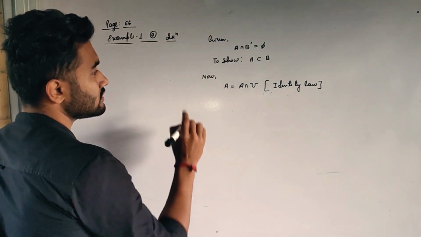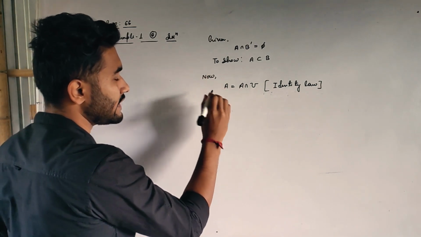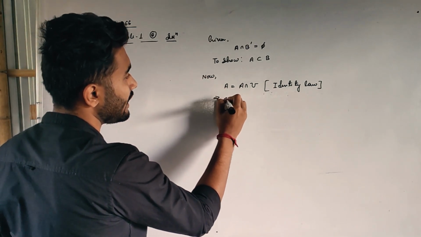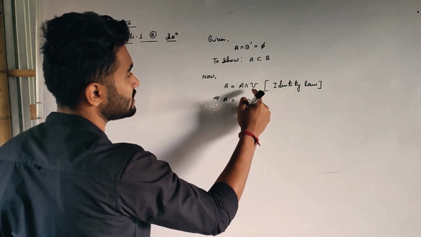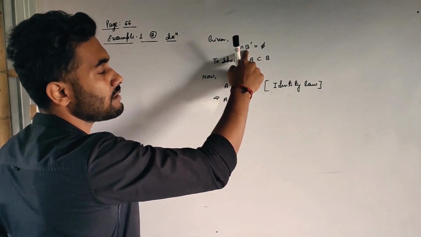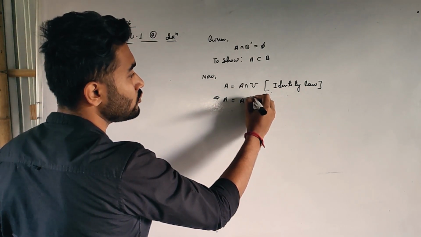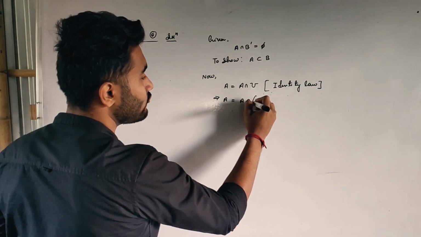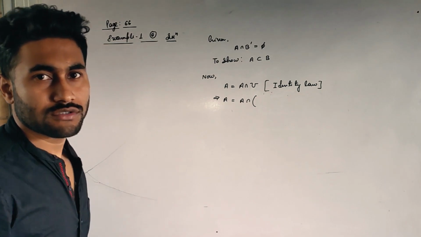Right? So now the second part. This is the first part. Now the second part implies A equal to A intersection. See, what is left here? We already used A. What is left? B complement. So you have to use B complement here.